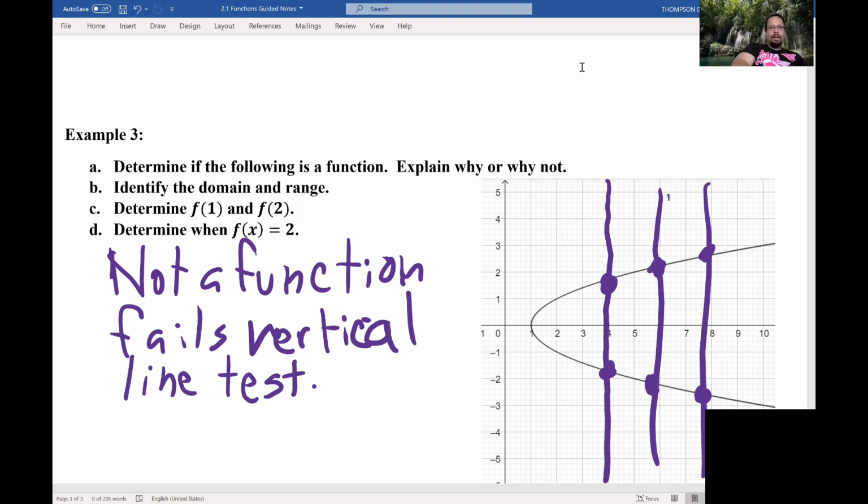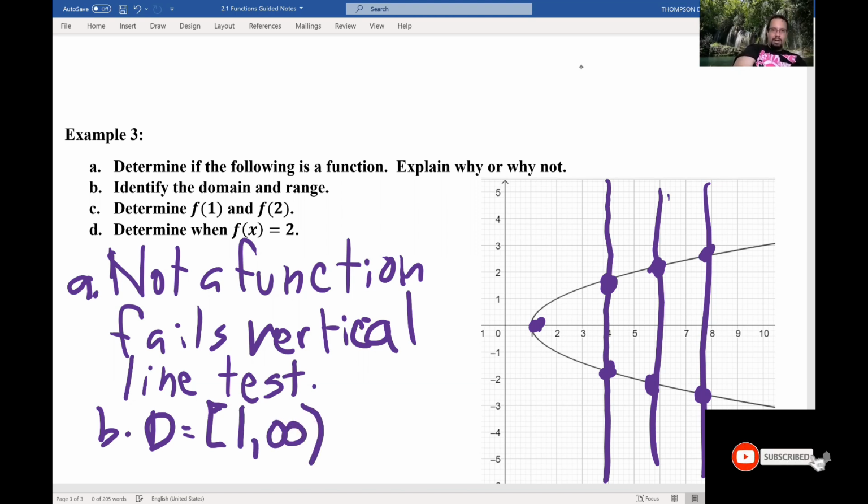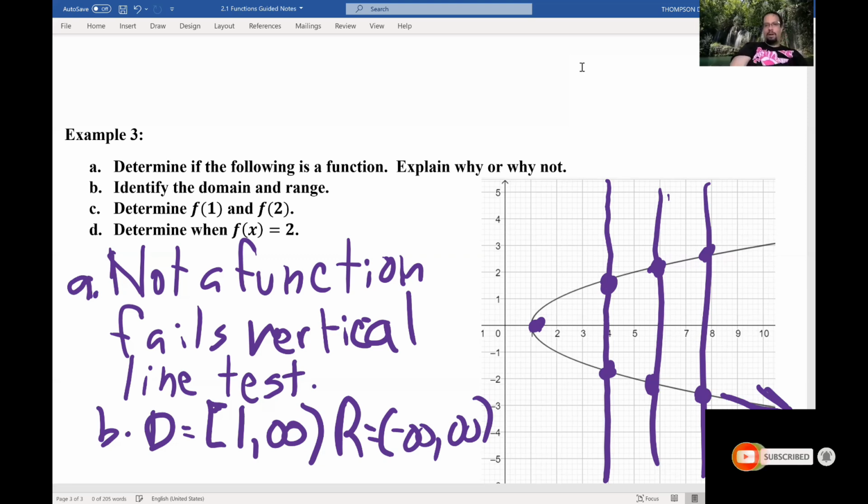For part B, identify the domain and the range. So our domain, it looks like we start at 1. So it would be just from square bracket 1 to infinity. And then our range would just be negative infinity to positive infinity, because it looks like we keep going down. We can keep on going farther and farther down and farther up. So negative infinity to positive infinity.